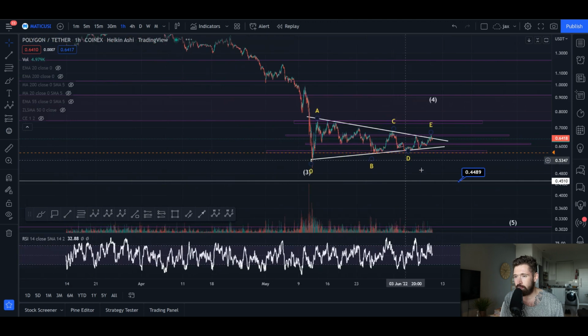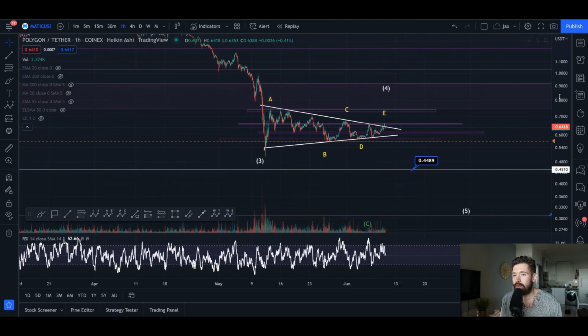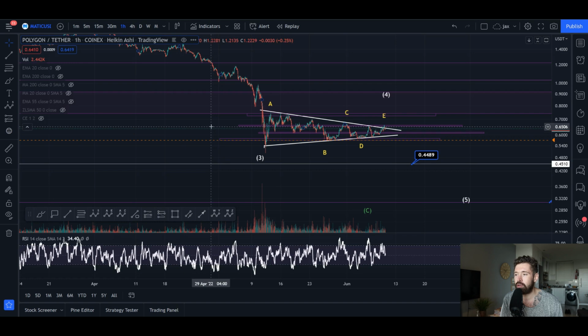But these corrective waves can be extremely complicated. So to just simplify things, all you really need to know is when you're going through a correction.